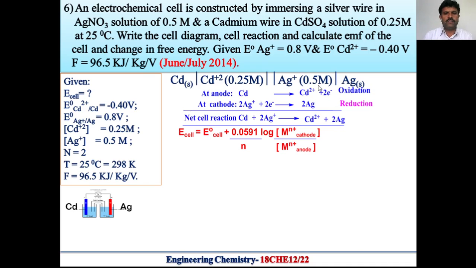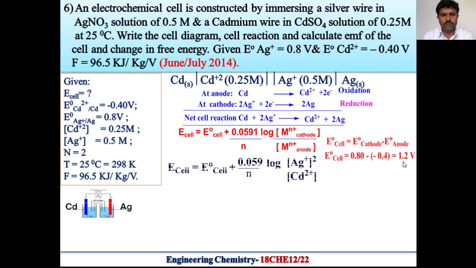So the next thing is the calculation of EMF. E cell is equal to E naught cell plus 0.0591 divided by n log of the concentration of the solution at the cathode divided by the concentration of the solution at the anode. So let's calculate the E naught cell value by using E naught of cadmium and E naught of silver. E naught cell is equal to, the cathode is silver 0.8 volt, minus the anode cadmium, minus 0.4, so E naught cell value is equal to 1.2 volt.